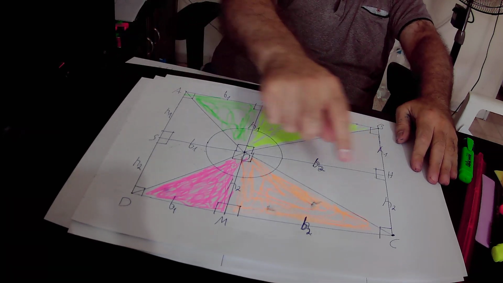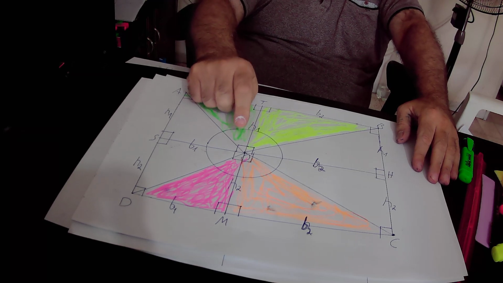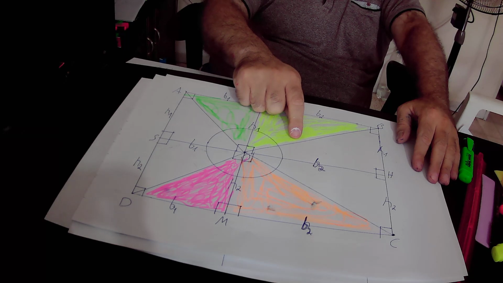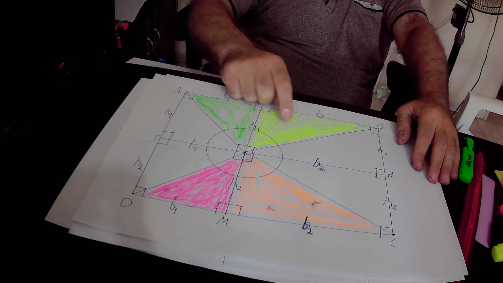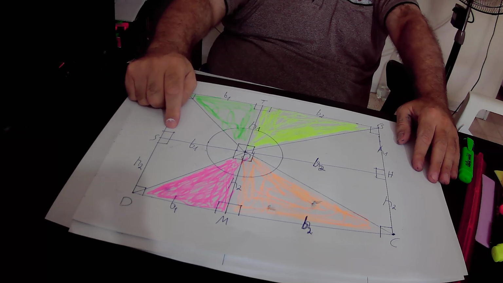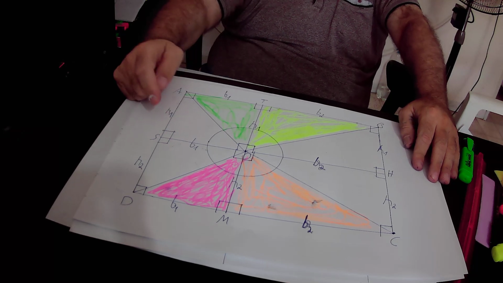Inside rectangle ABCD we have the circle. The center of the circle is at point O. From point O we draw a perpendicular on AD. So this angle equals 90 degrees and this angle equals 90 degrees according to our construction.